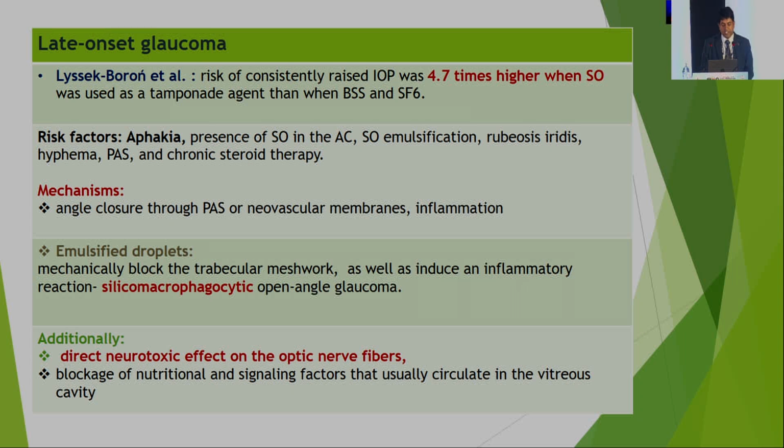The mechanisms of late angle closure glaucoma can be angle closure through PAS or neovascular membranes, or inflammation, or also because of emulsified silicone oil droplets, and additionally there can be a direct neurotoxic effect of silicone oil on the optic nerve fibers.